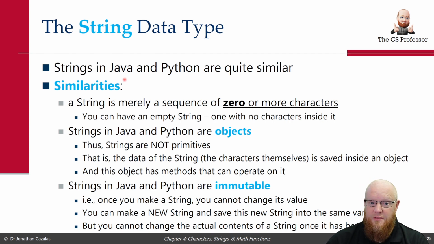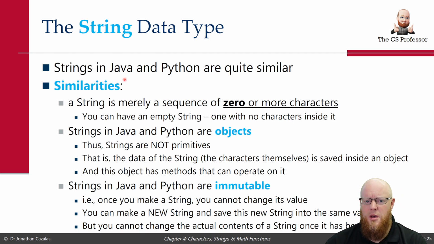Strings in both Java and in Python are objects. They are not primitives. And that's valuable to know. Because they're objects, that means they're constructed from a blueprint. And that blueprint has valuable methods that we can use to perform operations on our string.